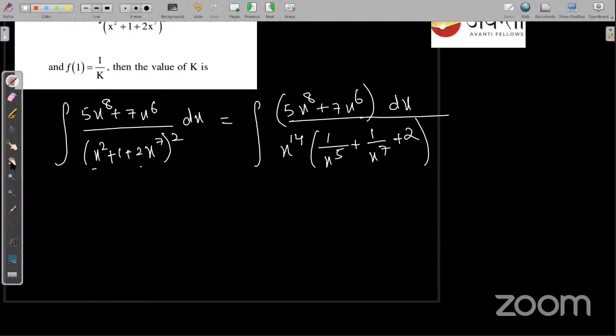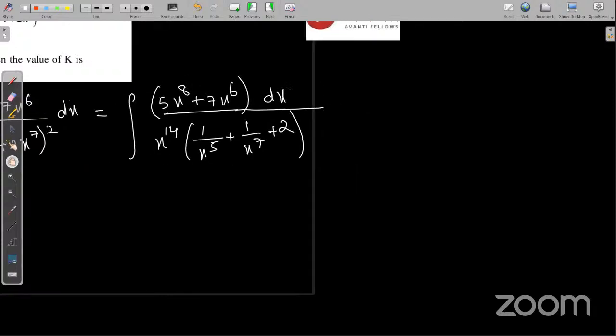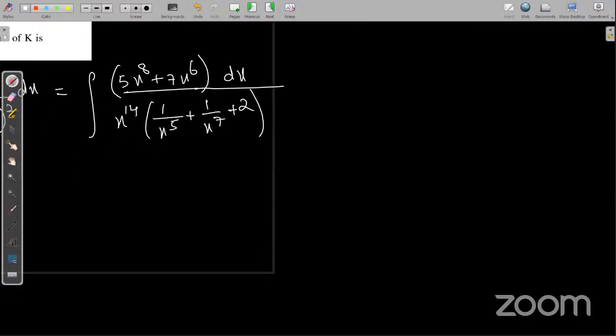Now you can ask me, sir, why are we removing the highest power variable from the denominator? Why are we doing that? What's the reason behind that? Obviously, you can look here, guys. After removing the highest power, how is my question going to change? Just look here, guys. I'm just taking this x power 14 to the numerator.